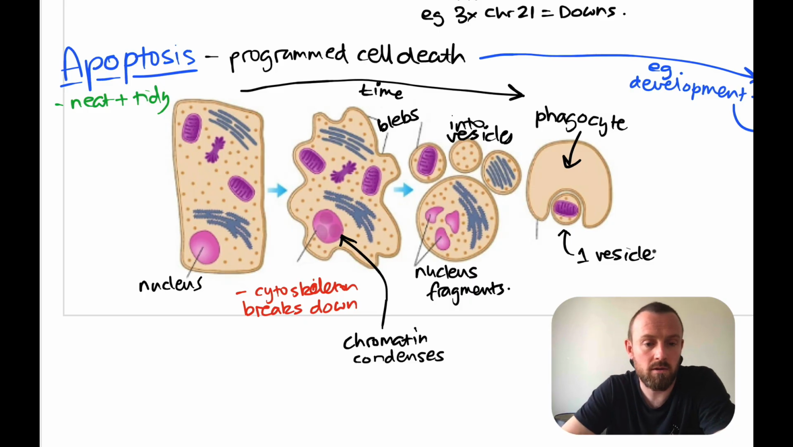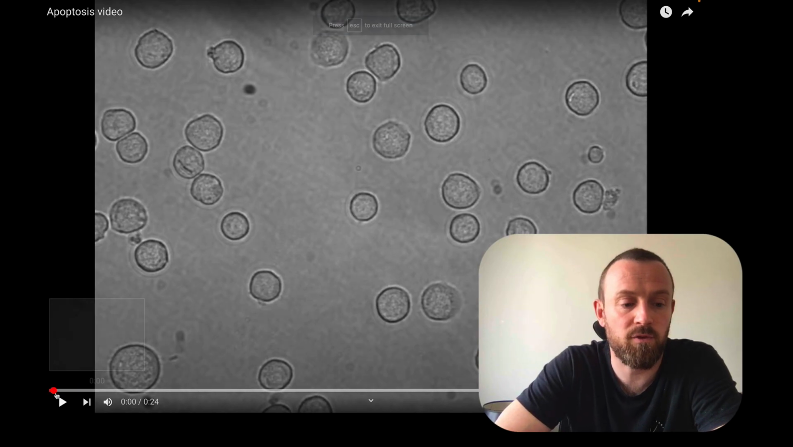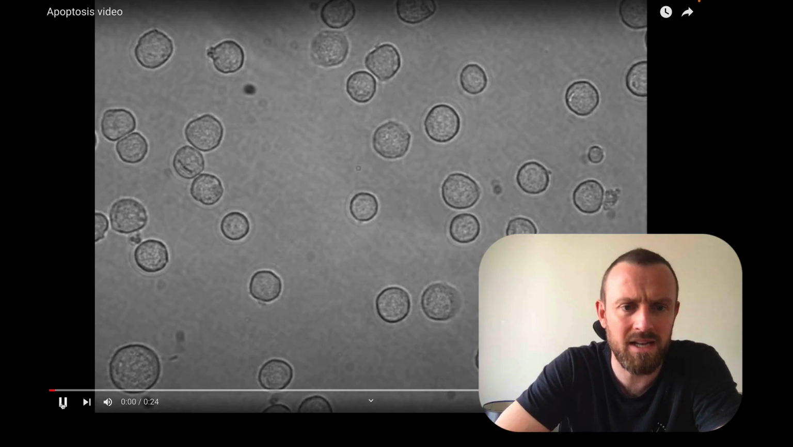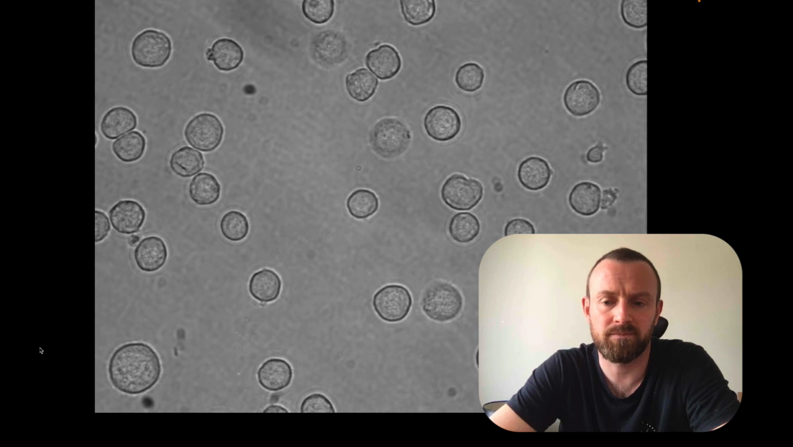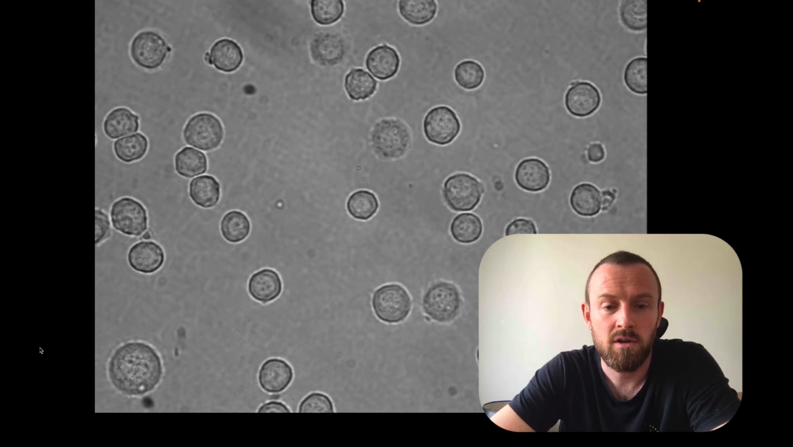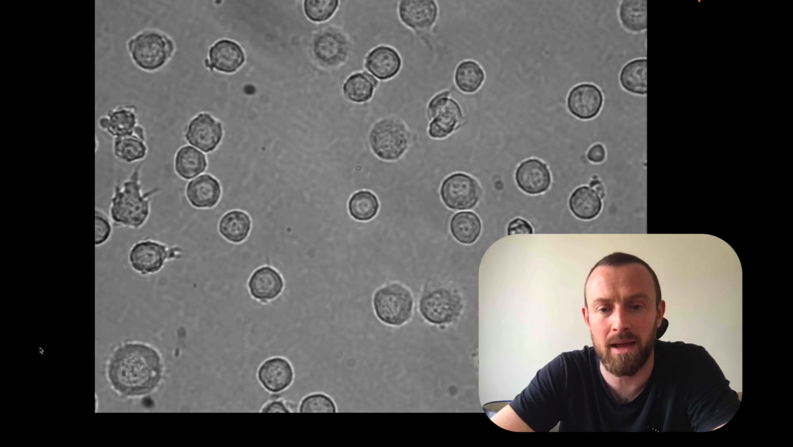Okay, let's look at a quick video of this. So here's a little video, and each frame of this video is about 12 minutes, and these are cells from, I think, an insect that have been caused to undergo apoptosis. So they start off fairly round, but they start to shrink, and their borders get a bit fuzzy because they're blebbing.